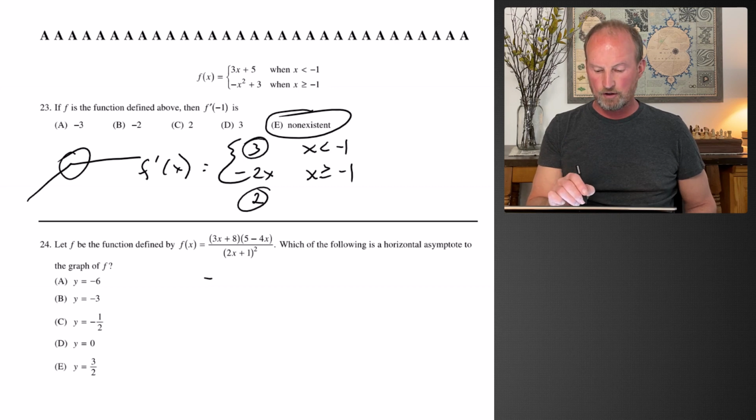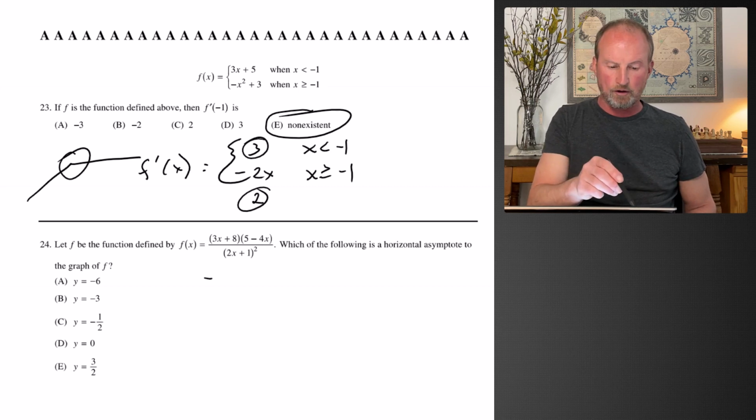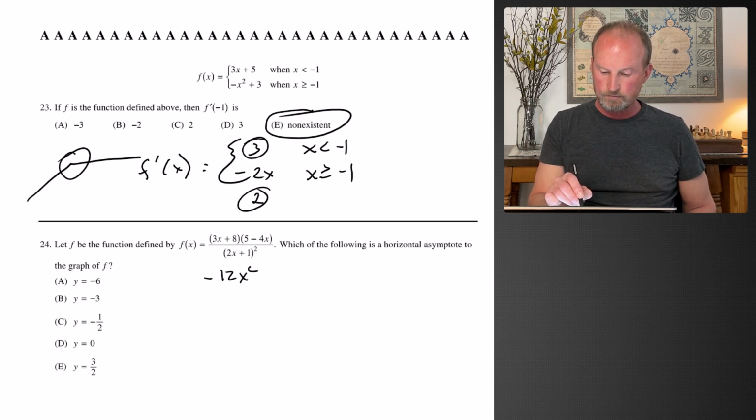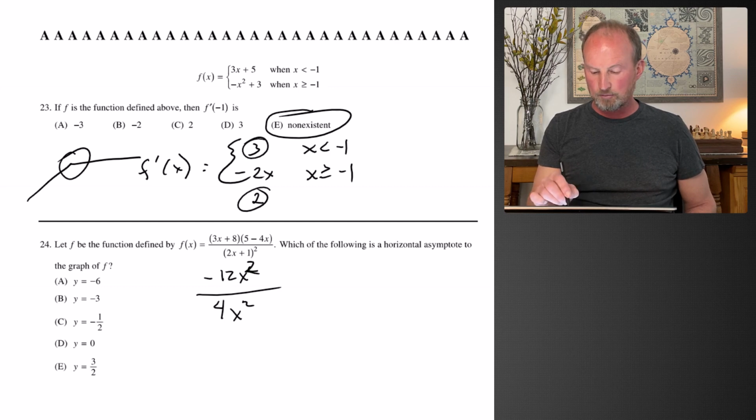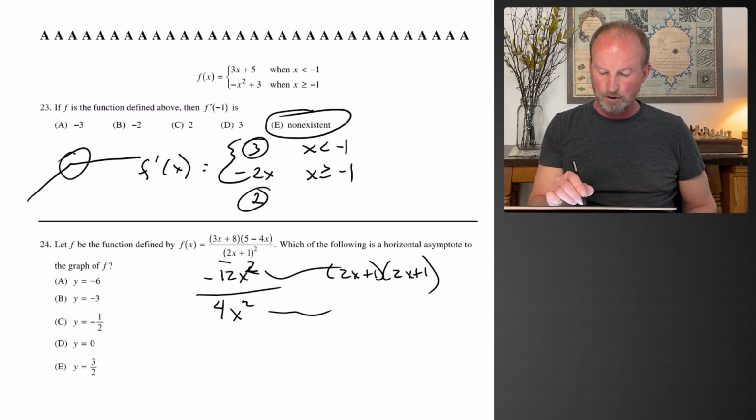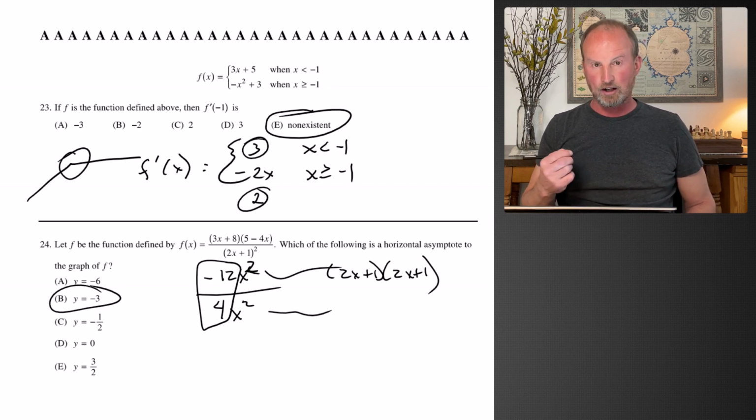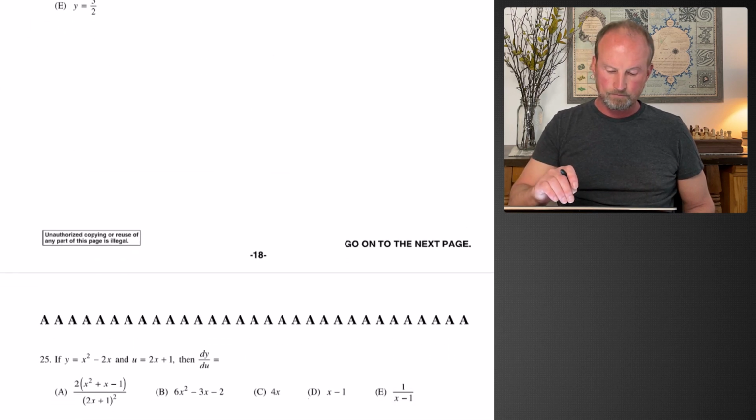Leading coefficient. So this term times this term. So negative 12x squared is on top. And I don't really care about all the rest. On bottom, I get 4x squared. And I don't care about everything else. Because remember, the bottom is 2x plus 1 times another 2x plus 1. And I really don't care what happens out here. The degree of the top and the bottom are the same. It's the ratio of leading coefficients. My limit as x goes to infinity, or my horizontal asymptote, is y equals -3. Okay.